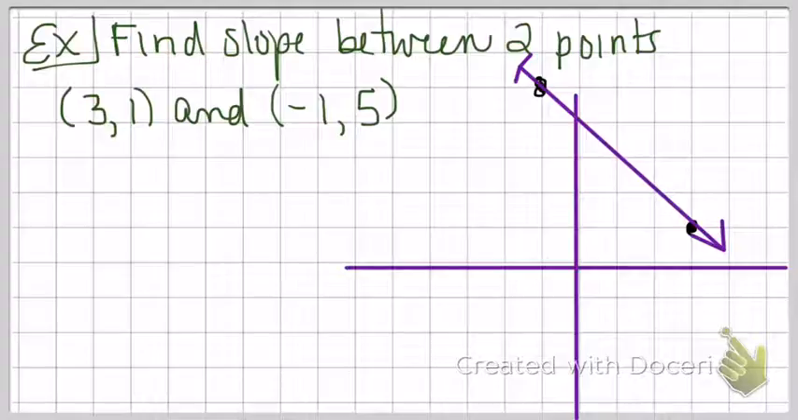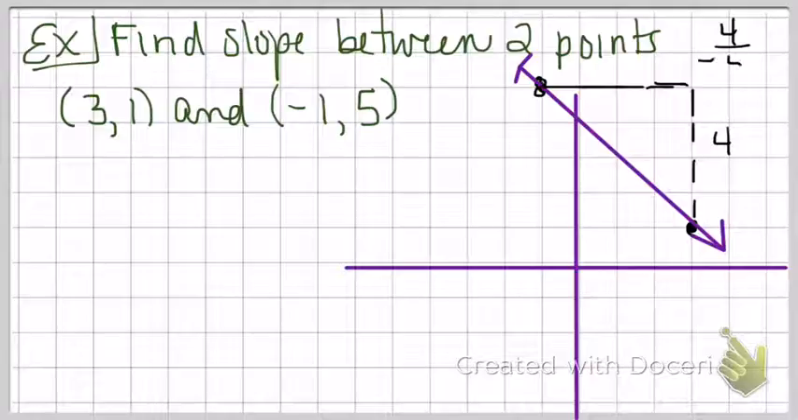I'm going to start down here at this point. We would count up 1, 2, 3, 4. 4 in a positive direction. And then we'd have to go in a negative direction, 1, 2, 3, 4. And 4 divided by negative 4 is negative 1. So this would look like it has a slope of negative 1.